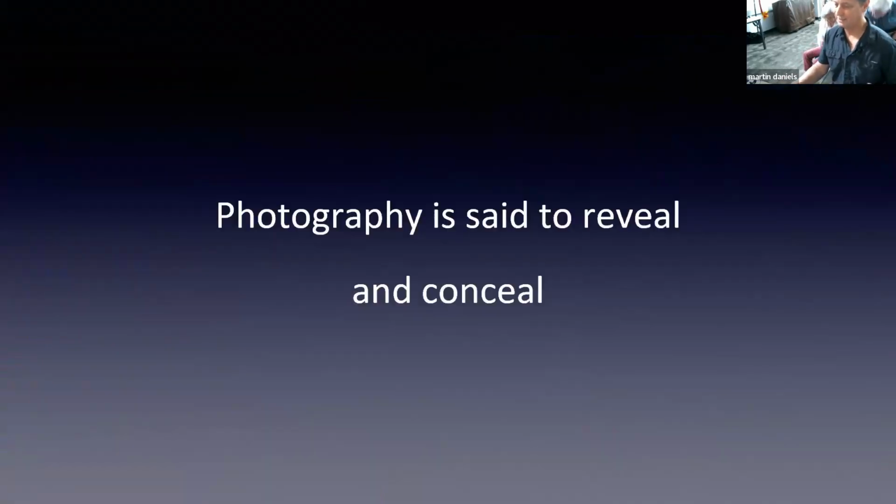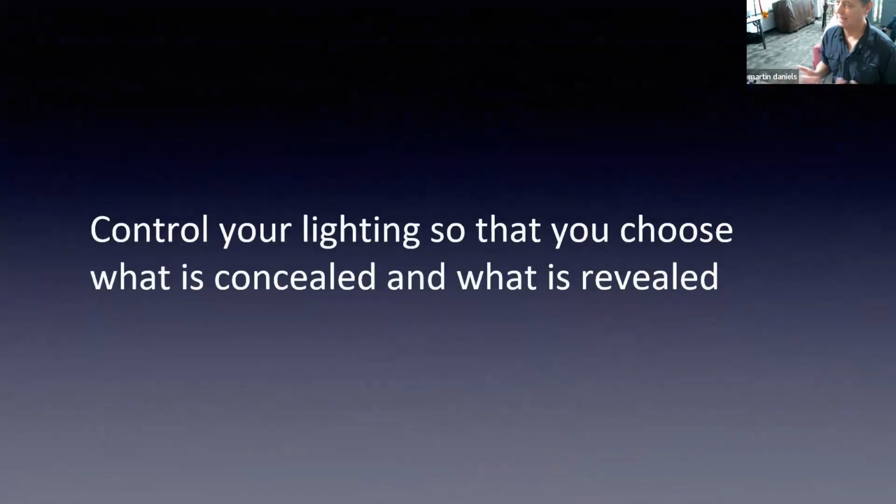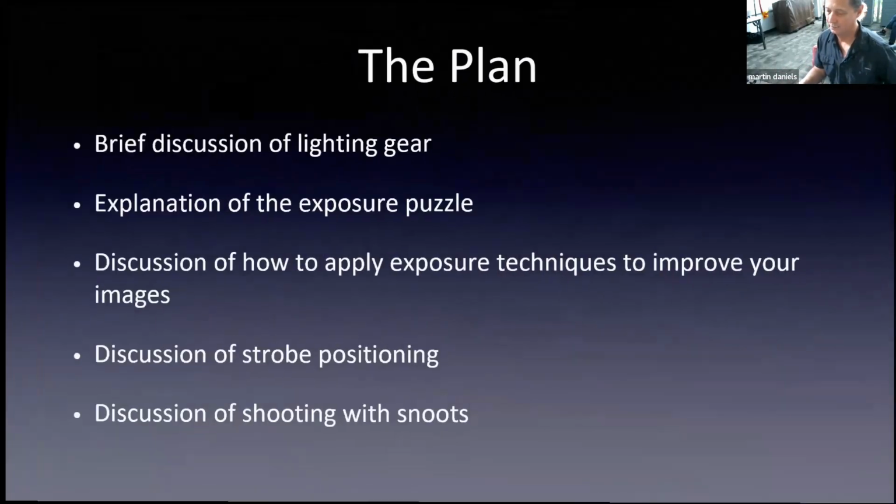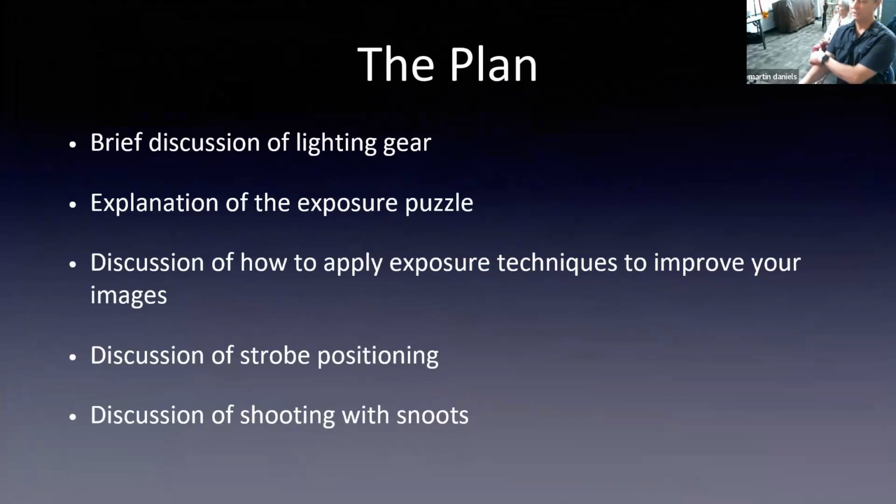So photography is said to reveal and conceal. We want to control our lighting so that we choose what is concealed and what is revealed to make a better image. Our goal today is to teach you how to control the natural and artificial light in your images. So the plan: we're going to have a brief discussion of lighting gear, a very brief explanation of the exposure puzzle, and a discussion of how to apply exposure techniques to improve your images. And we'll talk about strobe positioning and also shooting with snoots.